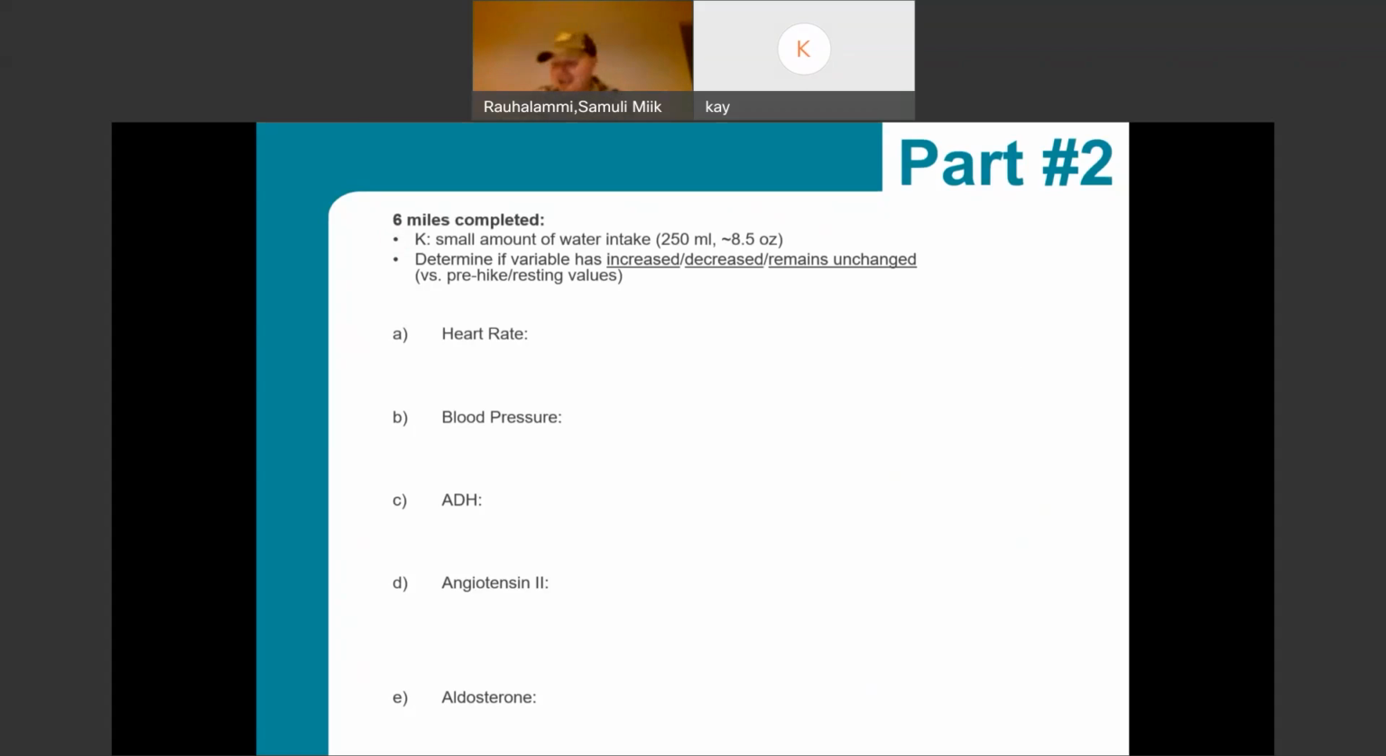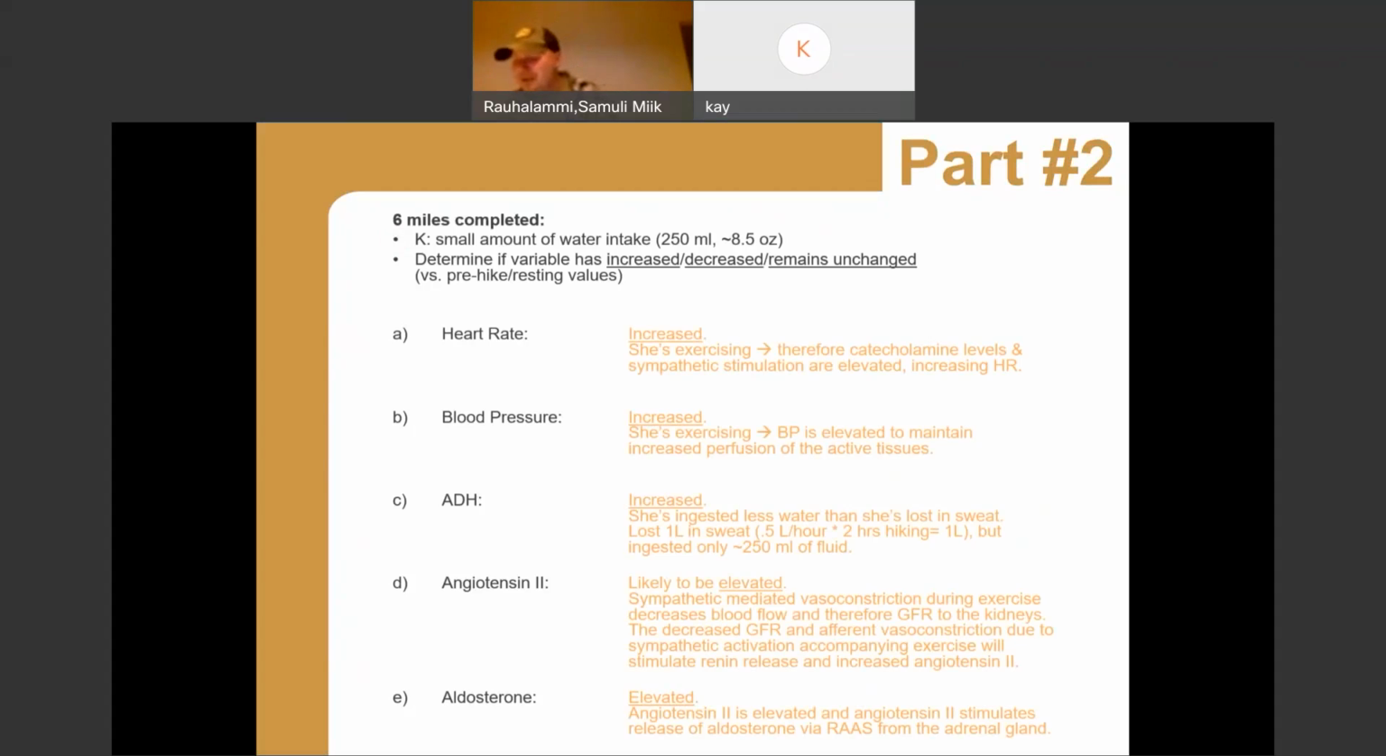So let's go through the answers for Carla, part 2, section A. Her heart rate would probably be increased, simply because she's exercising. She's being very active, so her heart will work a little faster. So the heart rate is increased. We're not seeing big effects due to dehydration at this early part of the hike. They will come a little later. And we'll also notice that Carla's blood pressure is going to be increased.